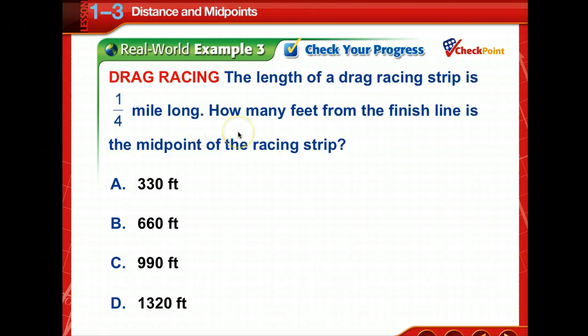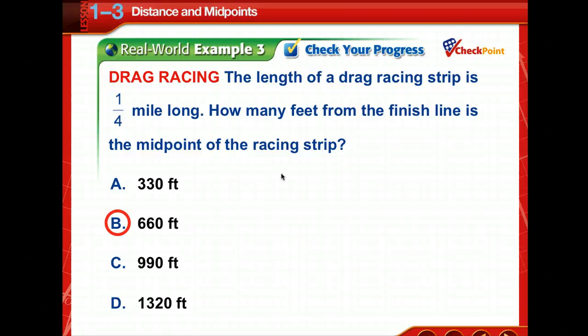Do you know how many feet are in a mile? All right, there's 5,280 feet in a mile. So we'd have to divide that by this 4 in order to find out how many feet from the finish line. So we're going to take 5,280 and divide it by 4. And I got 1,320 feet. Then I divide that by 2 because I want halfway. So I got 660 feet. Did you get that for a midpoint?